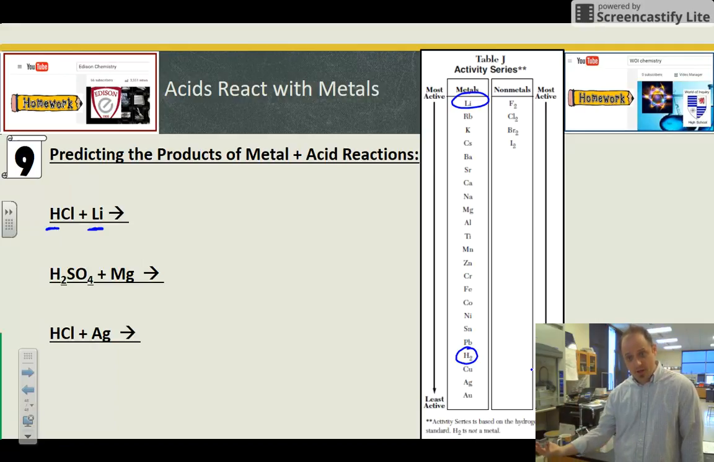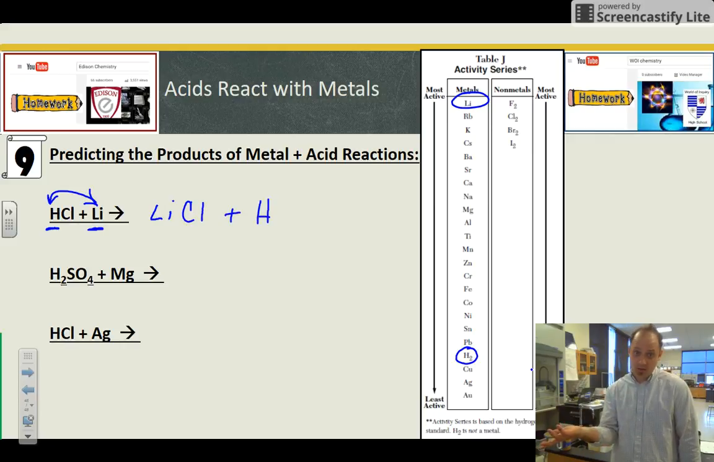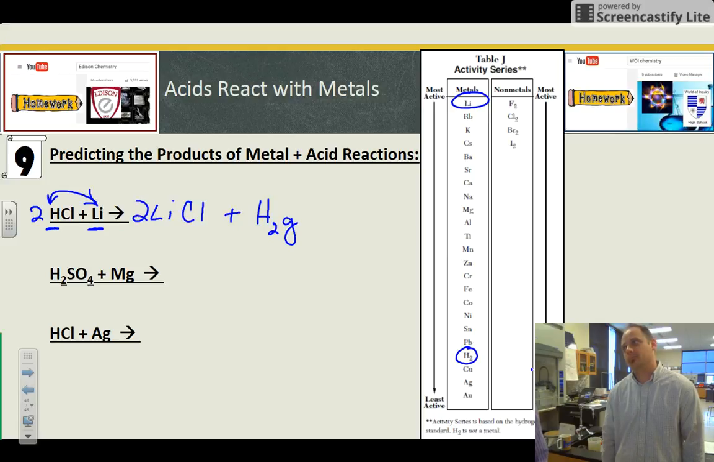More reactive. Higher. So we know that HCl will react with lithium. And so he's going to swap the Li and the H to make the new products. And the other thing it always makes, which is really easy, is H2 gas. Because we've got to balance this equation. Squeeze some 2s in front of your HCl and your lithium chloride to balance it out.